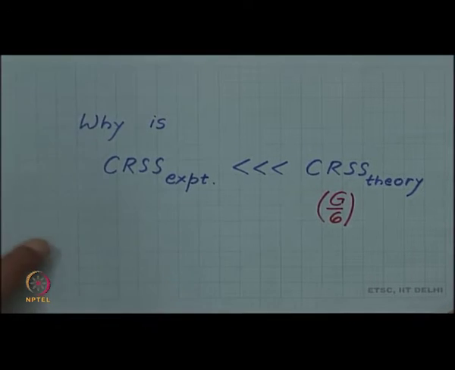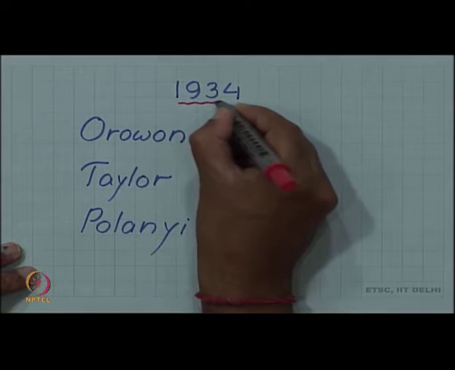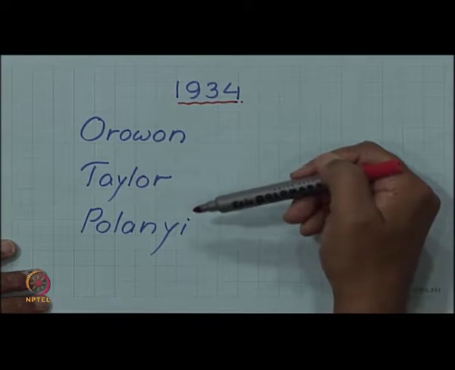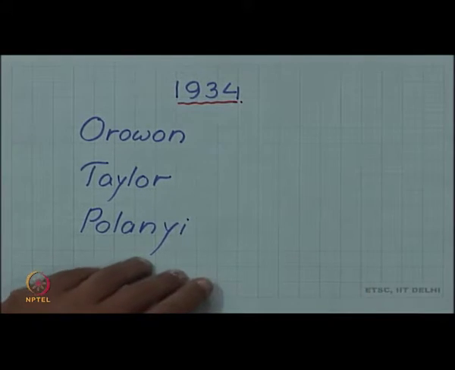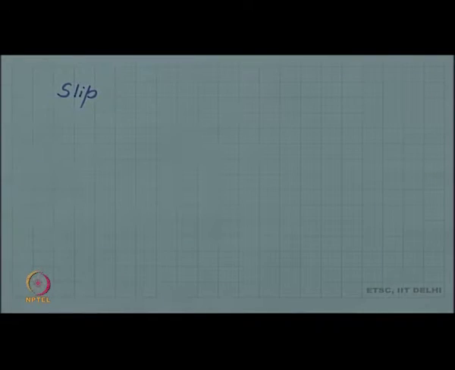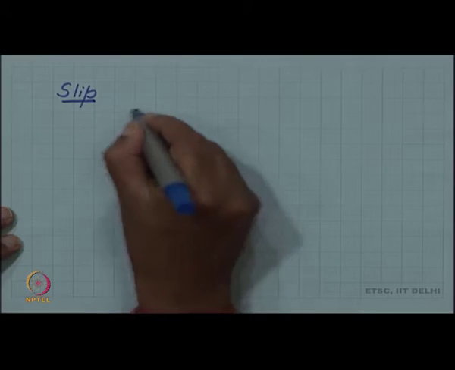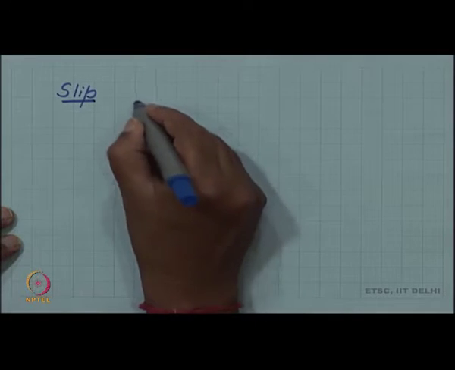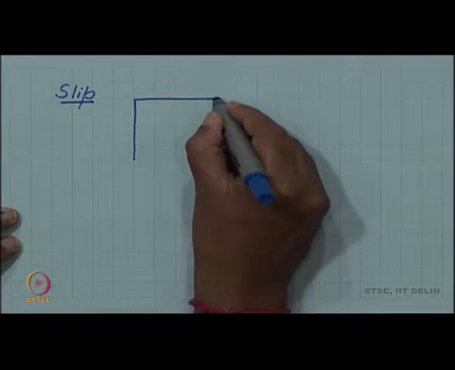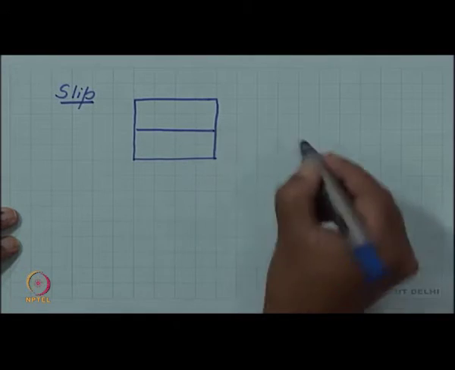So, what was the solution? The solution came in 1934 independently by 3 different scientists, Orowan, Taylor and Polanyi, and all of them finally proposed that the slip which is happening, we decided, this was agreed upon, that the deformation is happening by slip, and the picture of slip was that one part of the crystal slides over the other part.